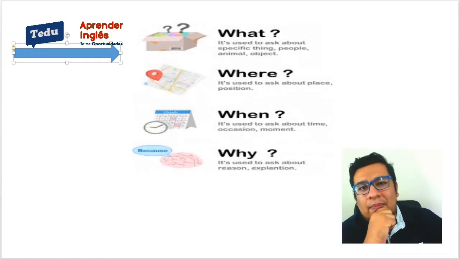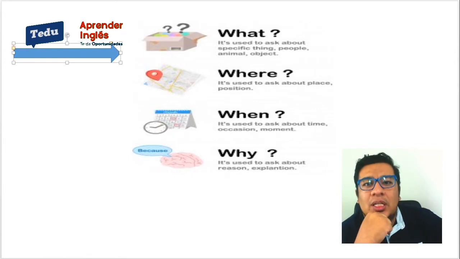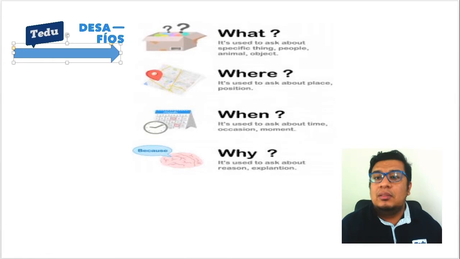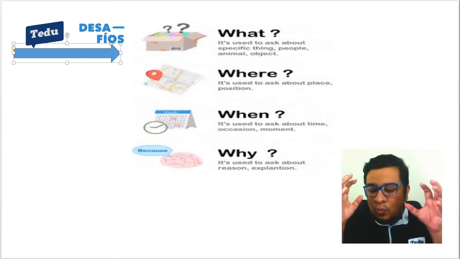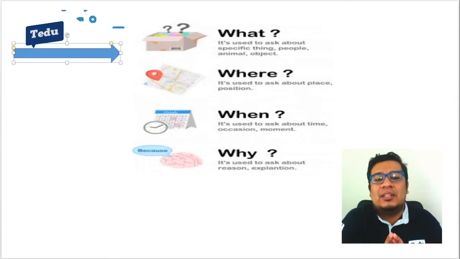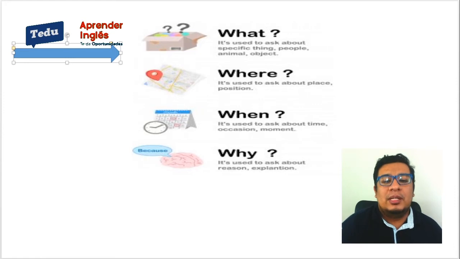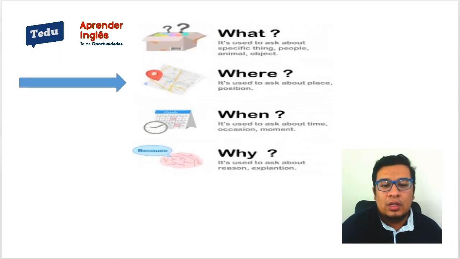What is your name? What is your favorite color? What is your address? What is your email? ¿Sí ve? Específico, una cosa, una persona o un objeto. ¿Sí? Específicamente what. A eso es lo que hace referencia what. ¿Qué o cuál siendo específicamente una sola cosa? All right?